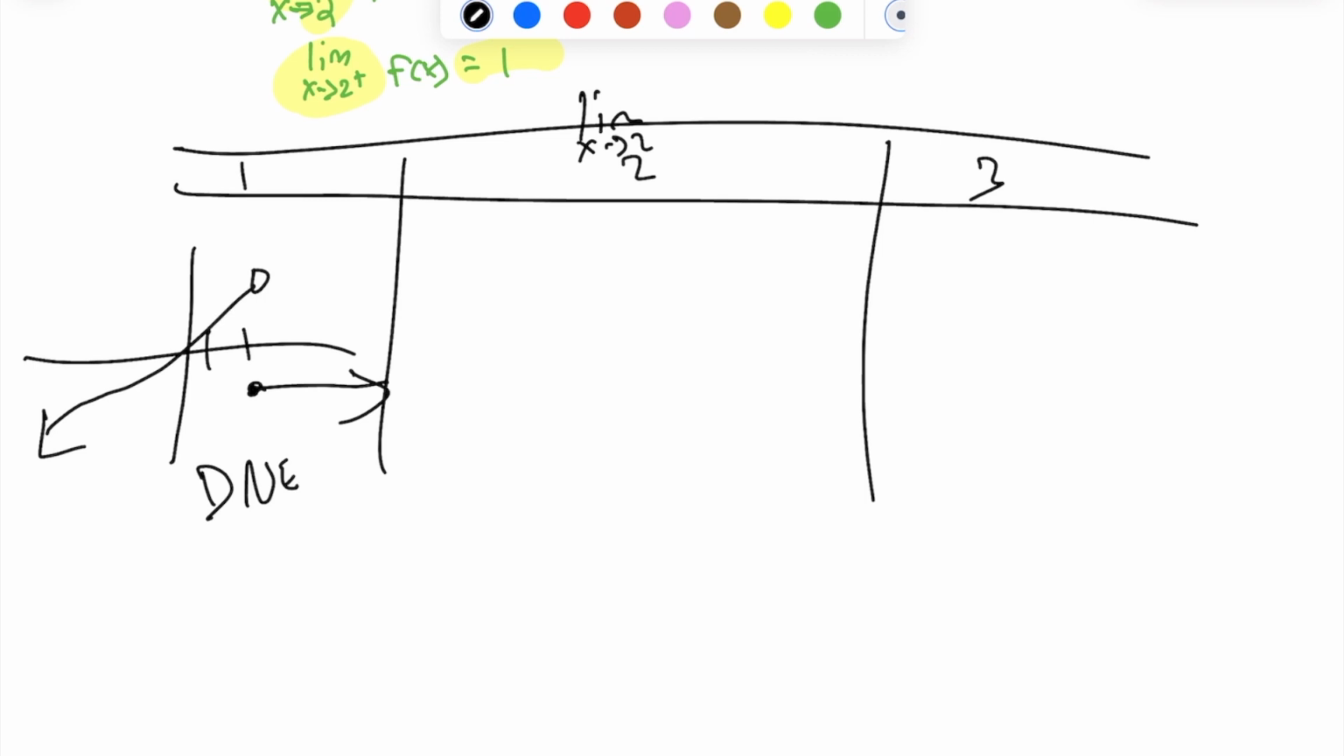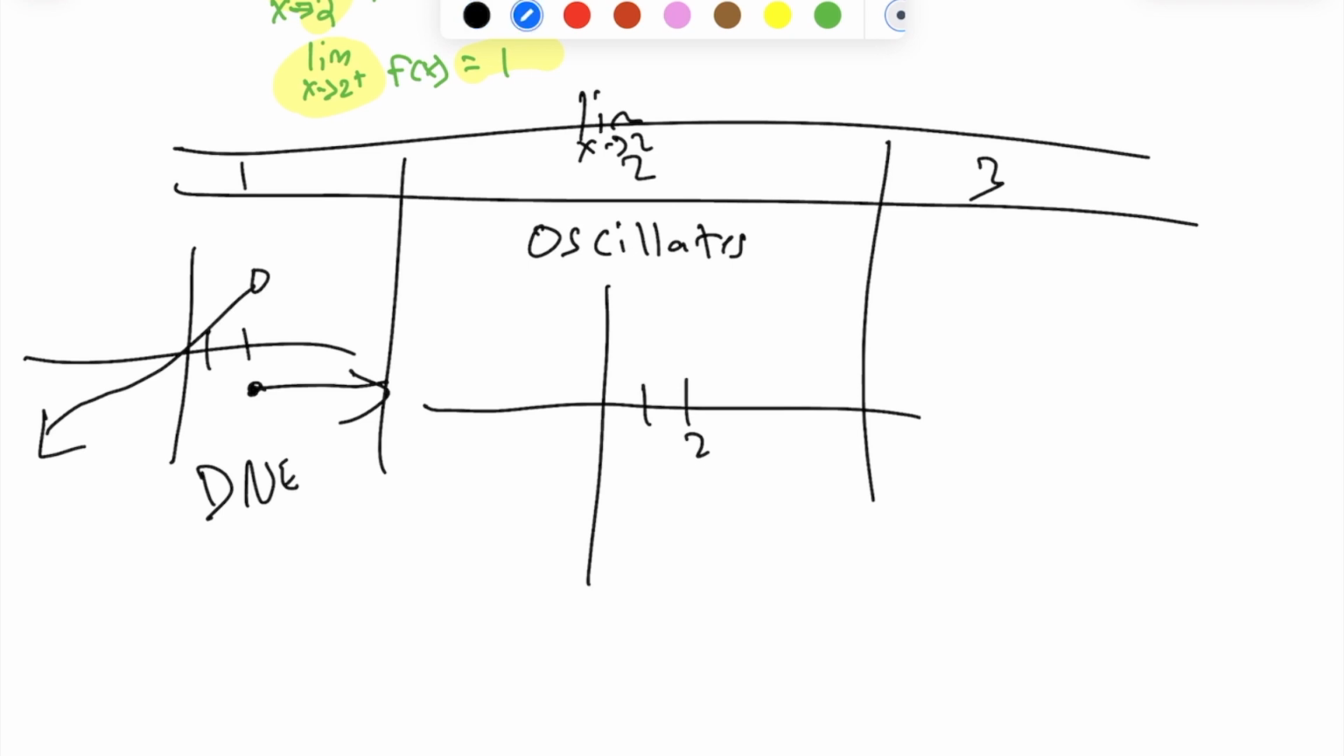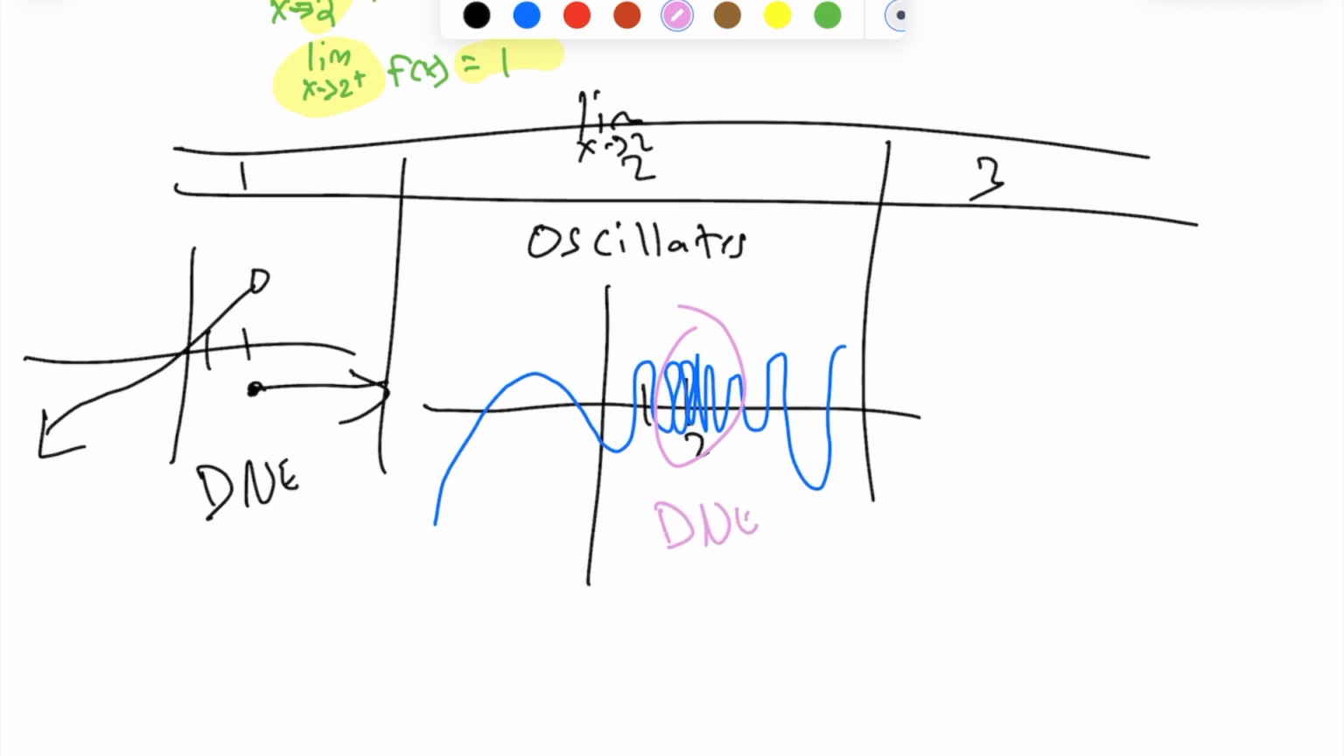The second time that a limit does not exist is if the graph oscillates at the value you're looking at. What in the world does oscillate mean? Well, right here at x equals 2, maybe our graph is doing something fine, but then at 2 it goes crazy up and down, and then it smooths back out. Well, that right there is called an oscillation. That means the limit does not exist at 2. It's going back and forth, up and down, crazy too much.